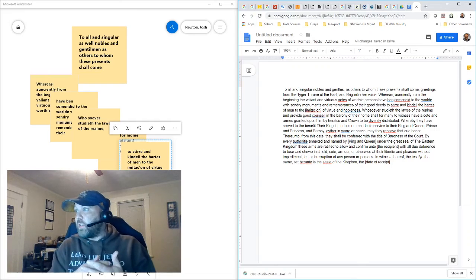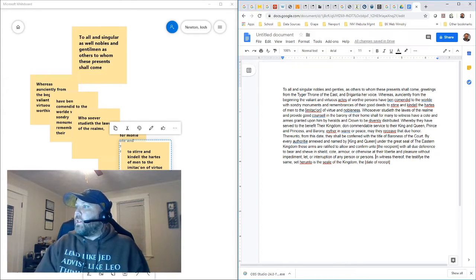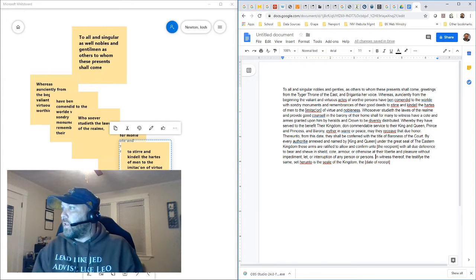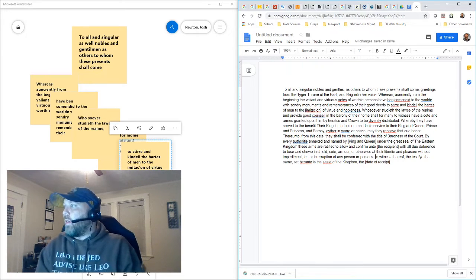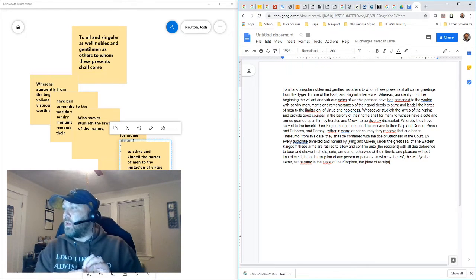So to all and singular nobles and gentles, as others to whom these presents shall come, greetings from the tiger throne of the east, and Brigantia her voice. Whereas anciently from the beginning the valiant and virtuous acts of worthy persons have been commended to the world with sundry monuments and remembrances of their good deeds, to stir and kindle the hearts of men to the imitation of virtue and nobleness.